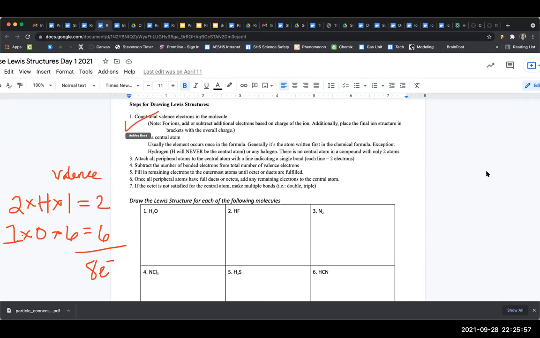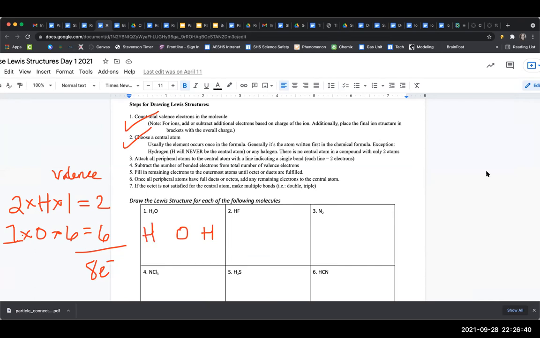Okay, so I did my first step. Then it says I need to choose the central atom. It's usually the thing that's written first. However, it can never be hydrogen because hydrogen is happy with only 2 electrons rather than 8, like most other elements. And it is also never going to be a halogen. If it can only bond 1 time, it really can't be the central atom. So in this case, I know it's not hydrogen because that's an exception. So my oxygen is the central atom, and I then surround it with the 2 hydrogens.